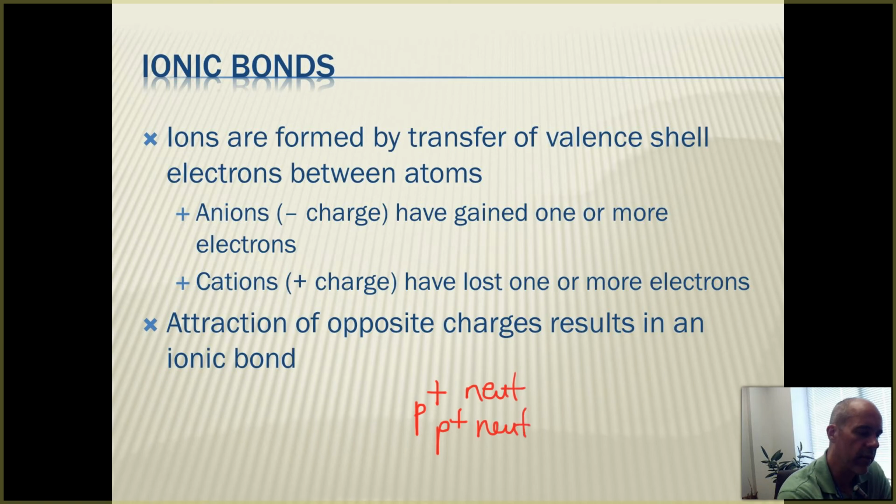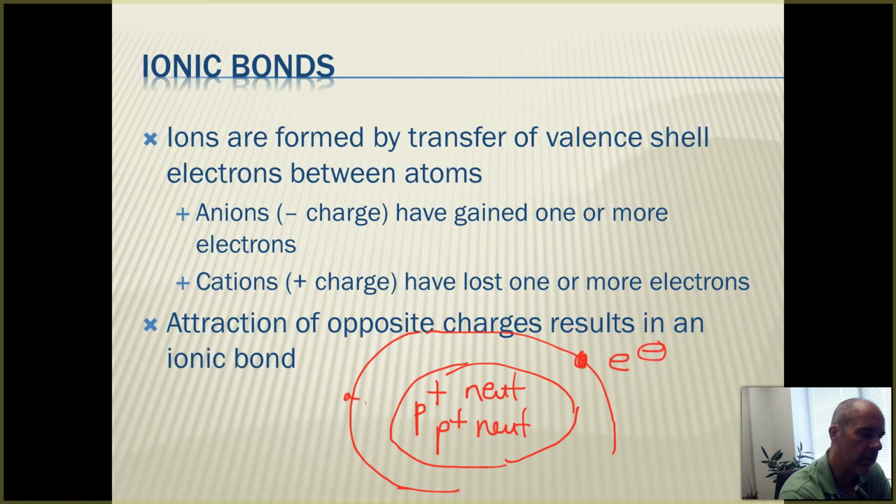And we got two neutrons over there as well in our nucleus. And then out here, orbiting the nucleus, we've got two electrons. All right, that's a neutral atom. You got two positives, two negatives, they cancel each other out.